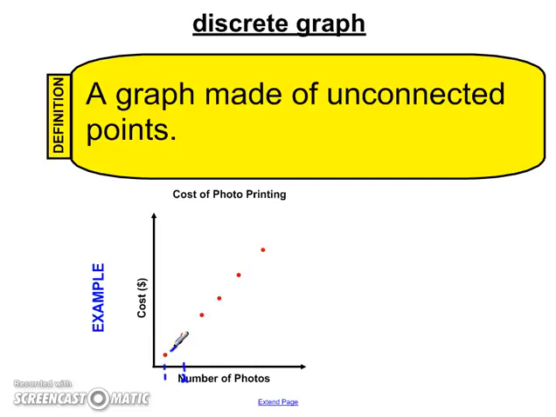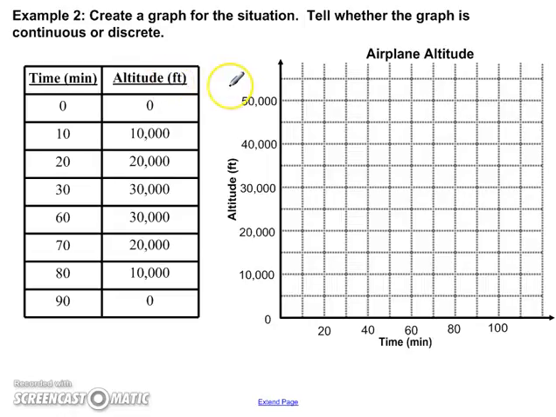You're not going to buy 1.5 photos. So in that case, we're going to simply plot the points of the things that actually will happen, and we'll leave out the stuff in the middle because it doesn't apply.